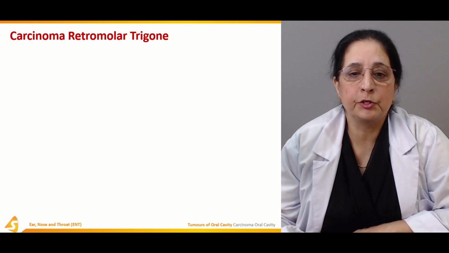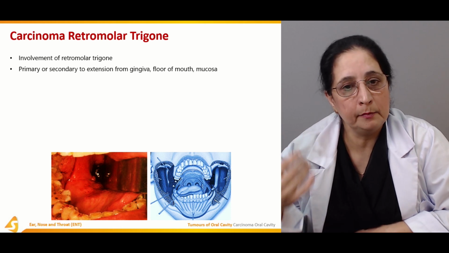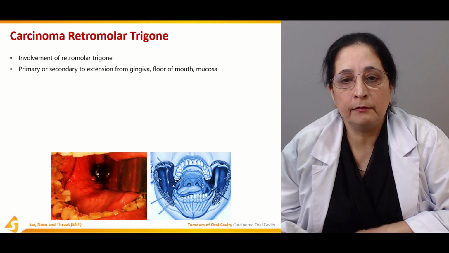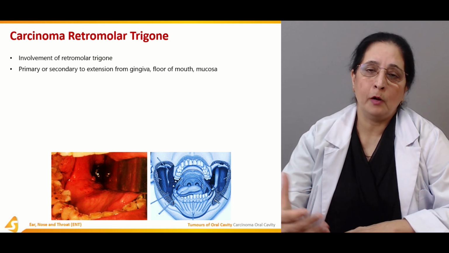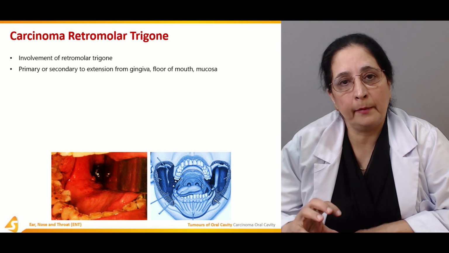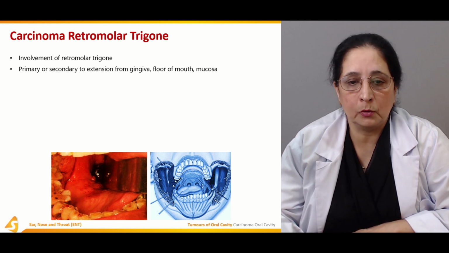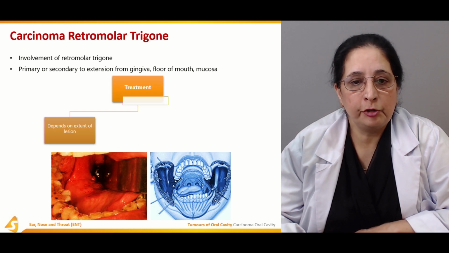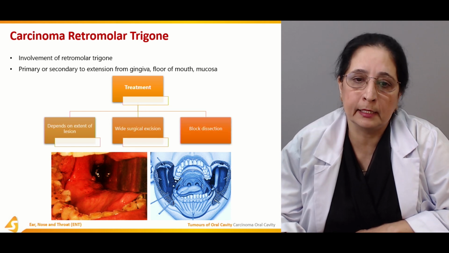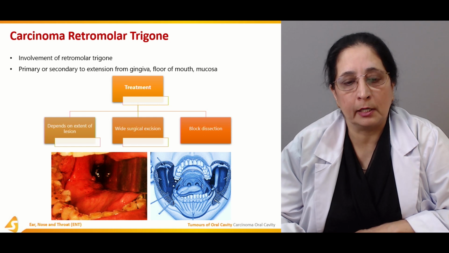Carcinoma of the retromolar trigone. Involvement of the retromolar trigone. Retro is behind the molar. There is a trigone. Primary or secondary to extension from gingiva, floor of mouth, or mucosa. So involvement of the retromolar trigone can be a primary involvement. The cancer appears from the retromolar trigone, or it can spread from the gums, floor of the mouth, or mucosa. Treatment depends on the extent of the lesion. Wide surgical excision and block dissection are the treatment for carcinoma of the retromolar trigone.